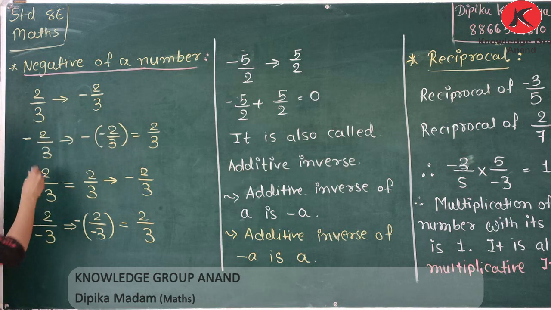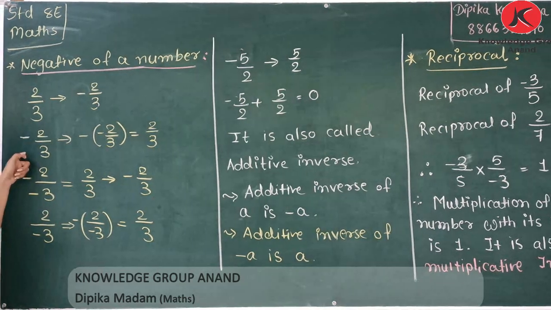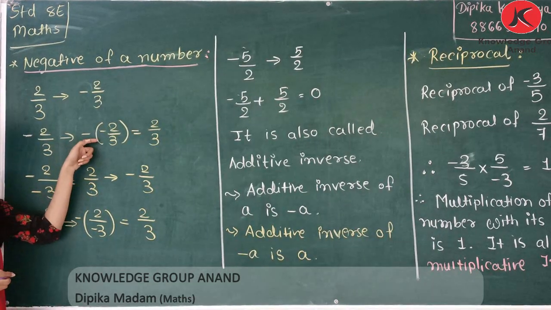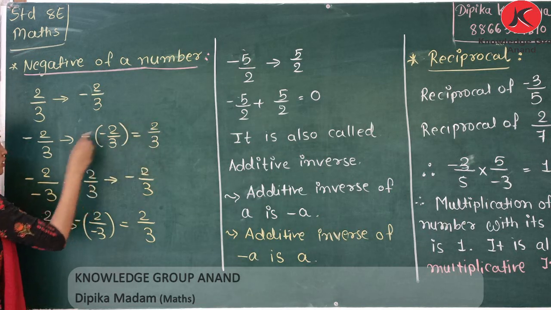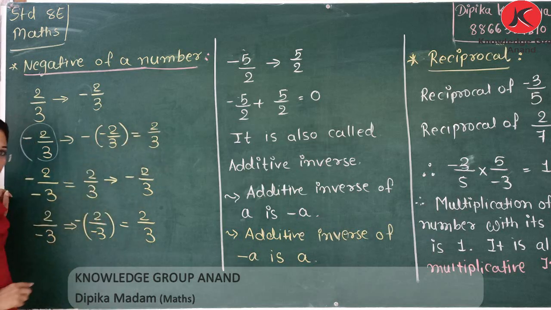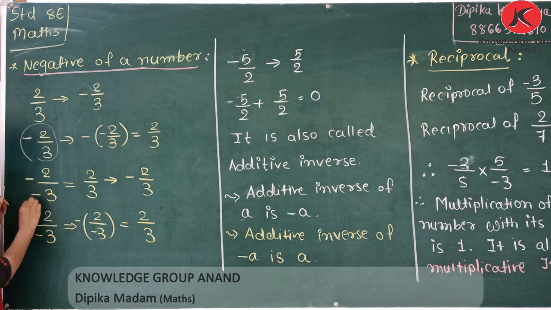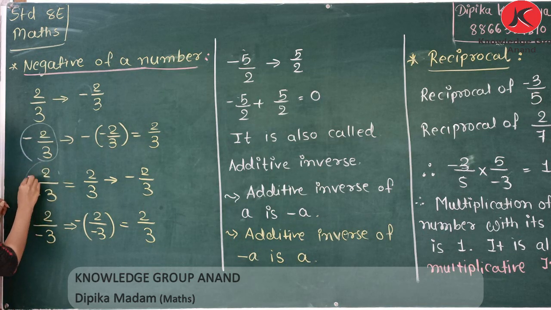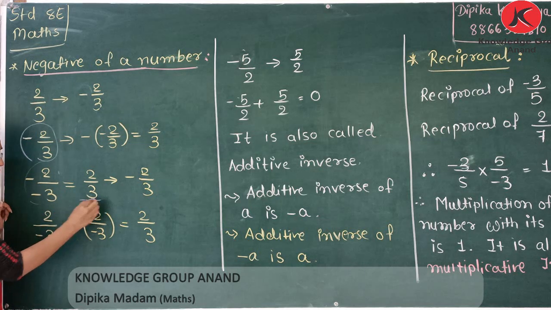One more example, if it is a negative 2 by 3, minus 2 by 3 is there, then you need to write one more negative sign. So minus minus become plus 2 by 3. So negative of minus 2 by 3 is plus 2 by 3. Okay. Next, minus 2 divide minus 3, that is a rational number, and minus minus will be cancelled out, so it become plus 2 by 3. This is the rational number.